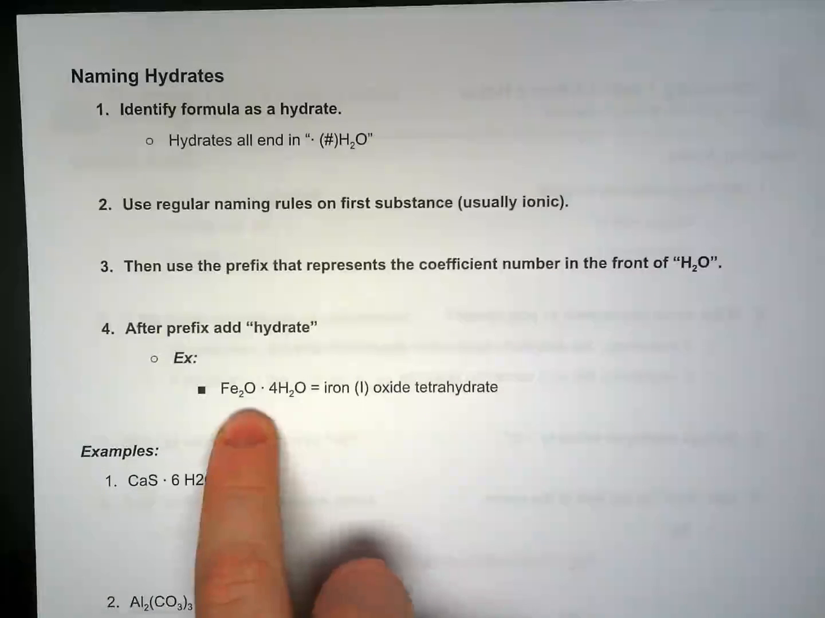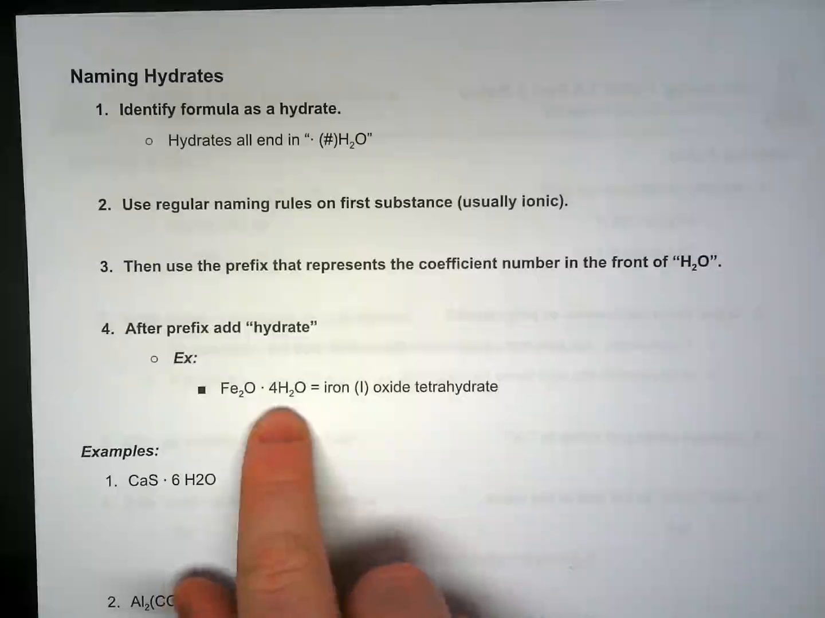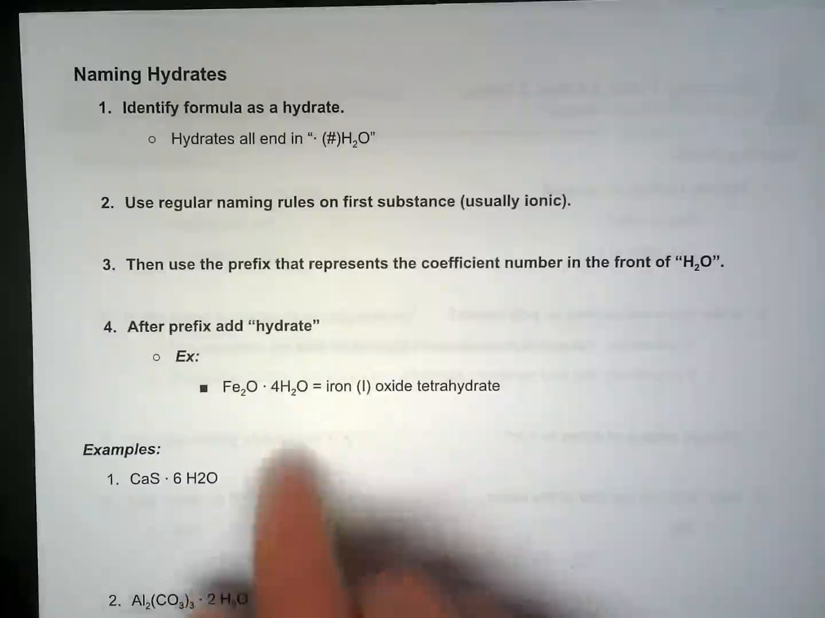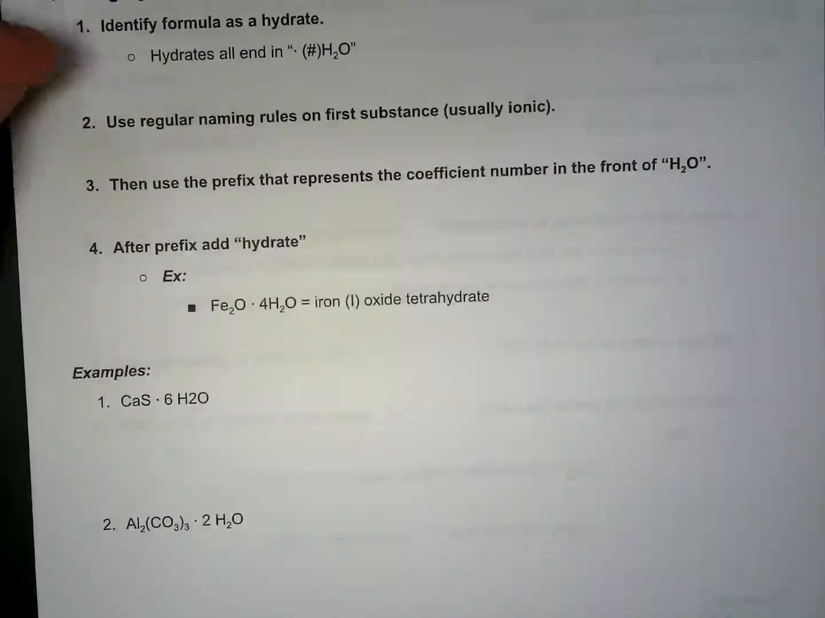So as an example here we've got iron oxide, iron 1 oxide, tetrahydrate. Boom, right there. Oh my God, so easy. It hurts how easy this is.